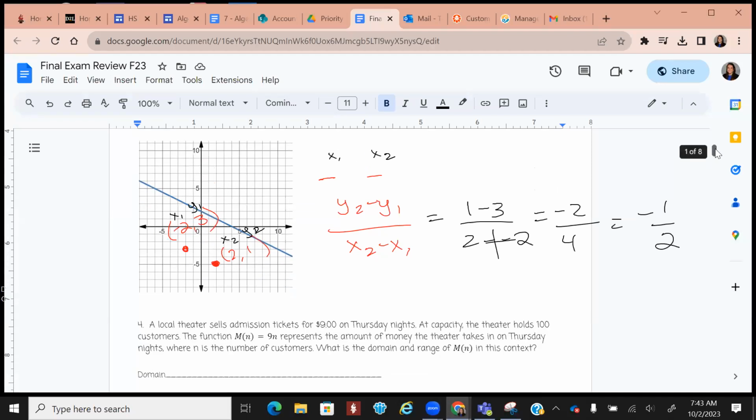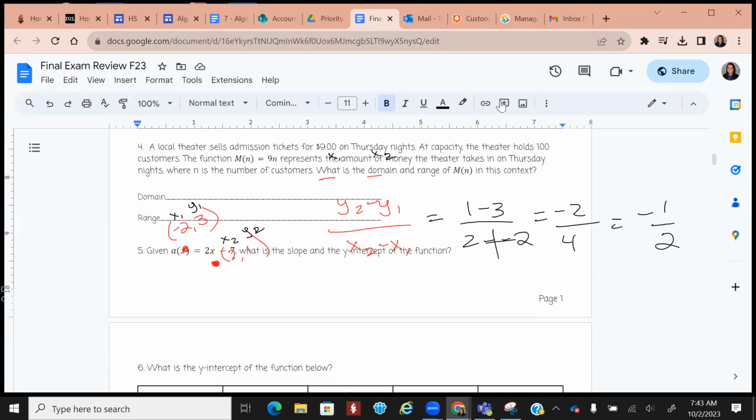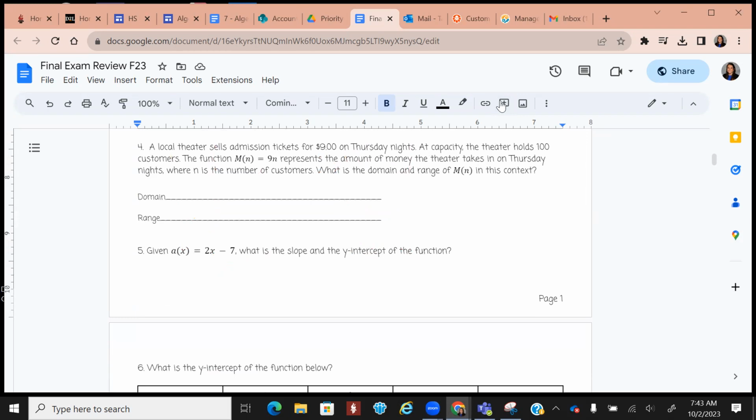Number 4. There's definitely going to be a question about domain. They always ask a question about domain. All right, so a local theater sells admission tickets for $9 on Thursday nights. At capacity, the theater holds 100 customers. Here's the function. It represents the amount of money the theater takes in on Thursday nights, where n is the number of customers. What is the domain and range of this in context? Okay.